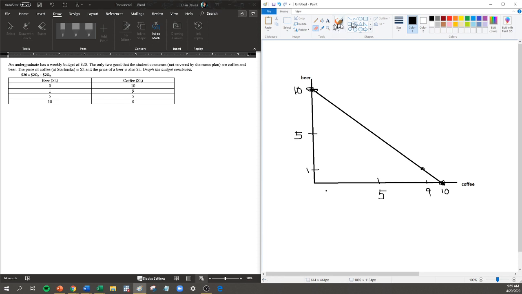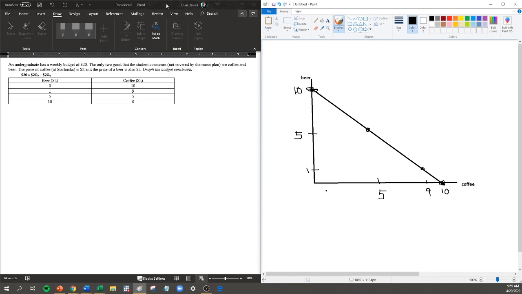Obviously, this point should be on the line. All right, so this is what it looks like. The budget constraint is downward sloping because we have a trade-off here. If we want to buy more beer, we have to consume less coffee, and vice versa.